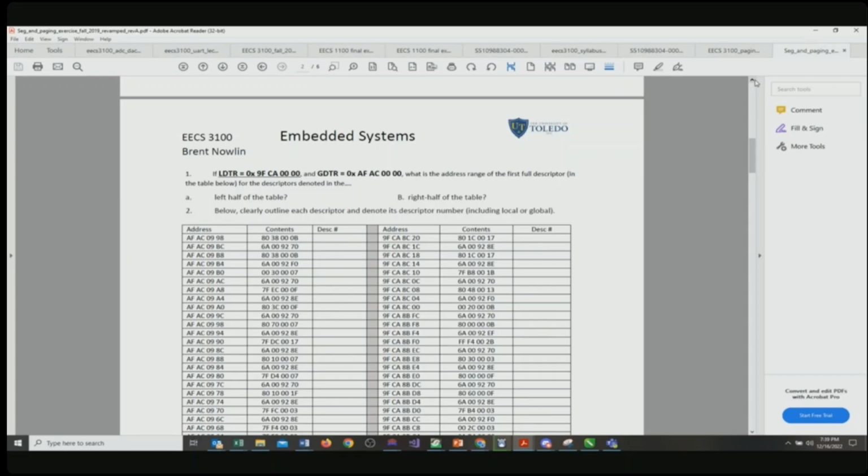We really don't care about priority if we're just worried about location. What's the table indicator bit? So 1, local or global. We could do this democratically. Who says local? Shout it out. It's local. Global is 0. So it's in the local descriptor table.